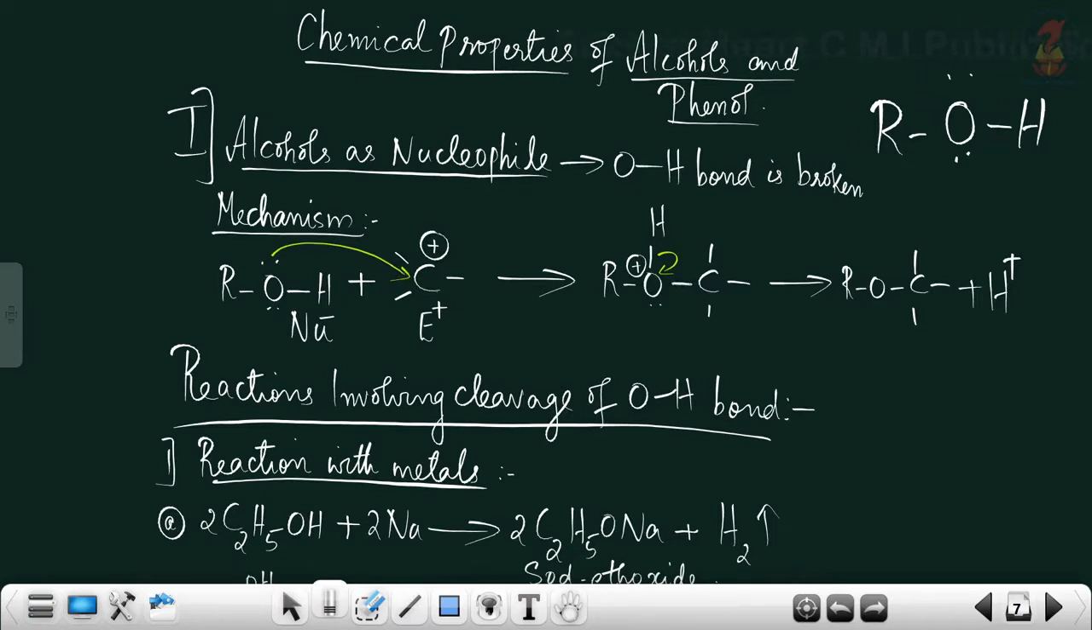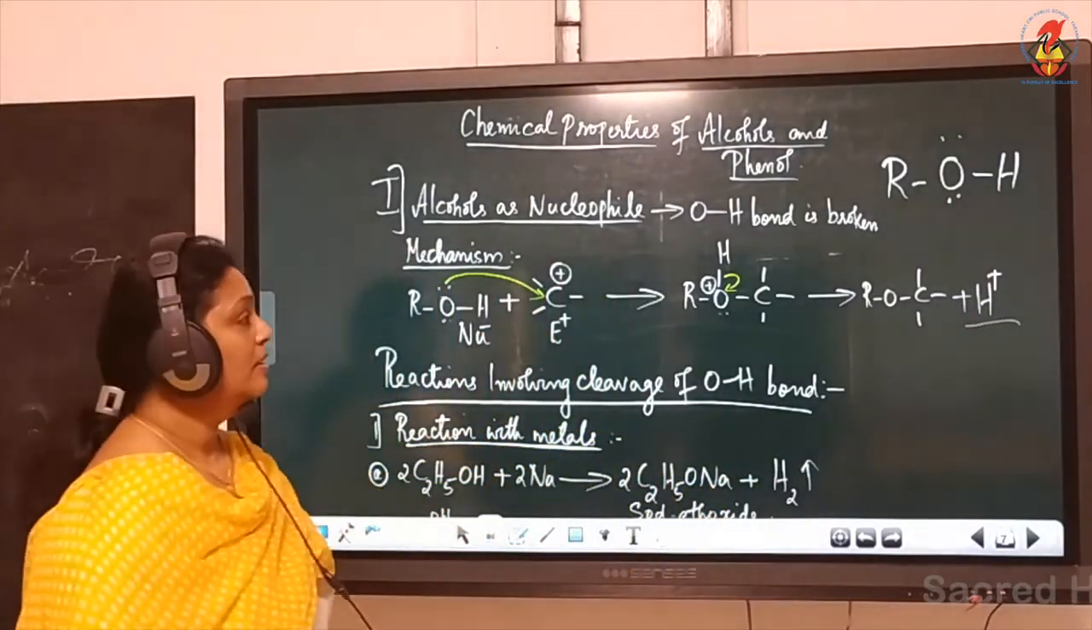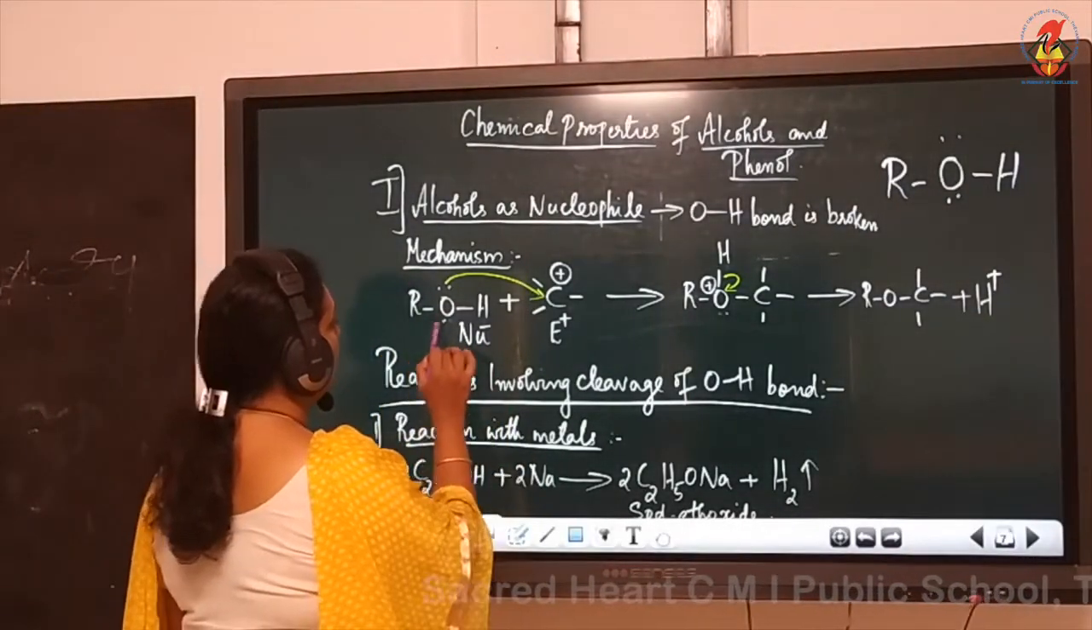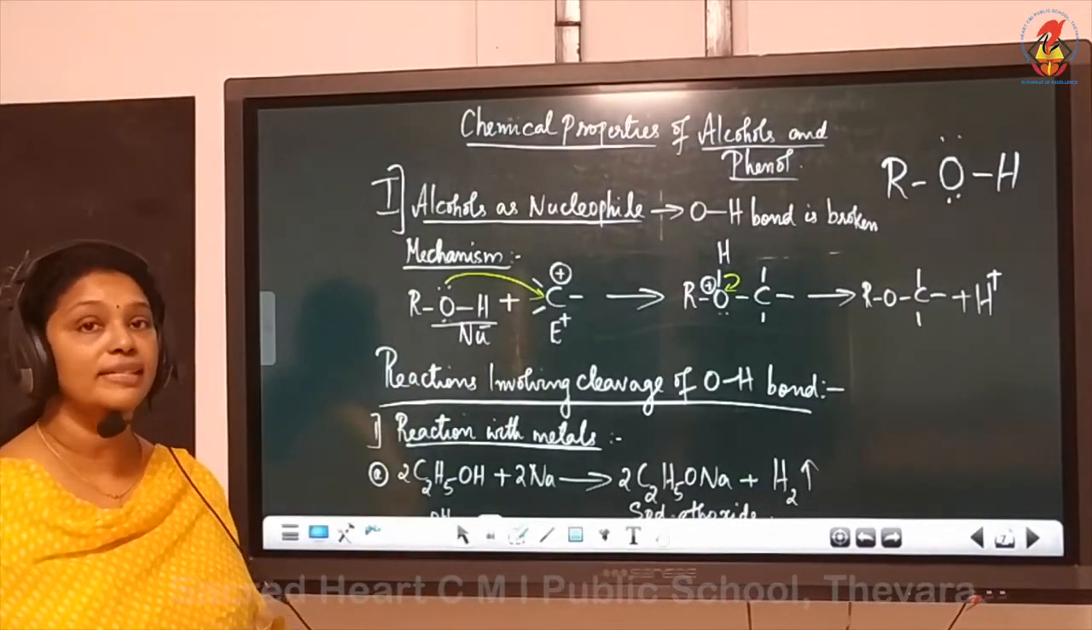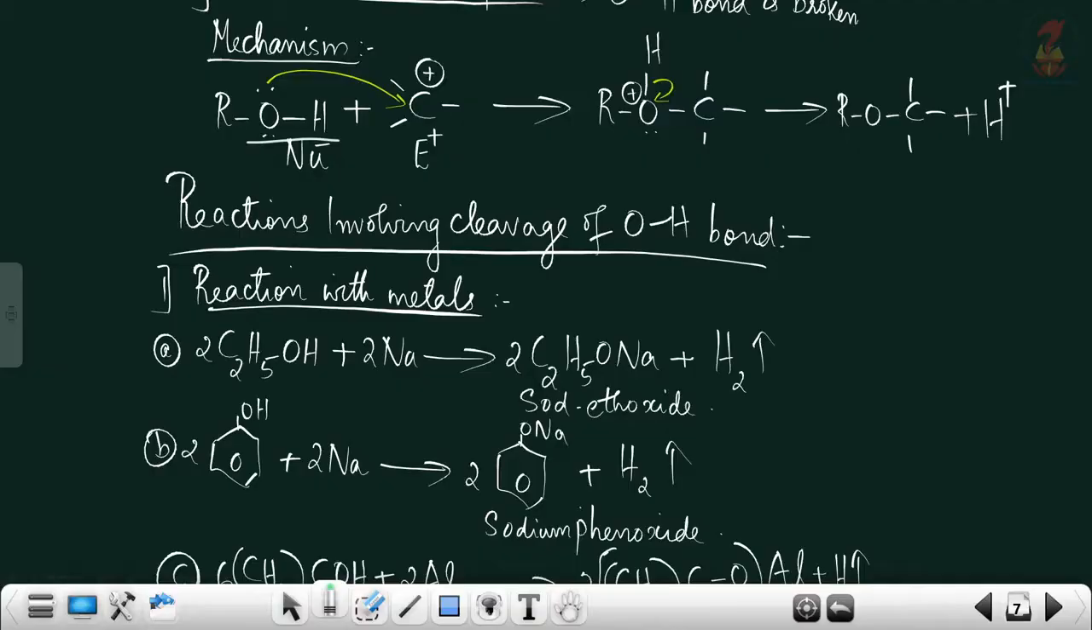ROC. A bond is formed between oxygen and carbon. We get an intermediate product from which the OH bond is shifted to the oxygen atom. As a result, the positive charge on the oxygen atom gets neutralized and hydrogen is removed as H plus ion. So we get the product as ROC plus H plus. So you can see in nucleophilic reactions, when alcohol acts as nucleophile, the OH bond is broken in alcohol and we get a product. Now let's see some examples where cleavage of the OH bond in alcohols takes place.